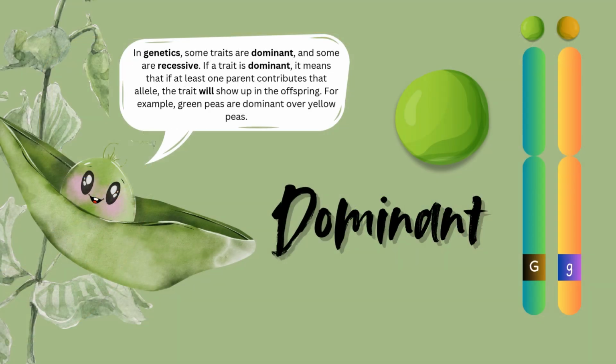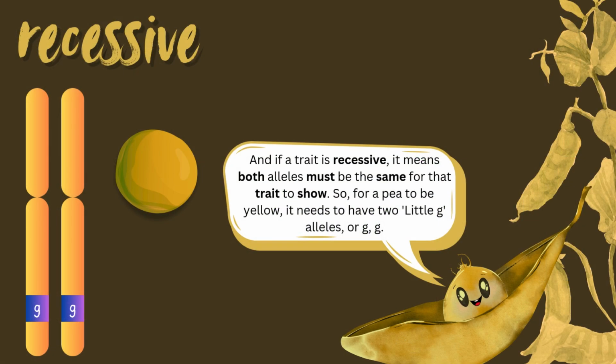In genetics, some traits are dominant and some are recessive. If a trait is dominant, it means that if at least one parent contributes that allele, the trait will show up in the offspring. For example, green peas, big G, are dominant over yellow peas, little g. And if a trait is recessive, it means both alleles must be the same for that trait to show. So, for a pea to be yellow, it needs to have two little g alleles, or little g, little g.